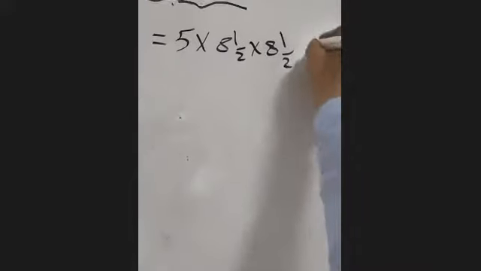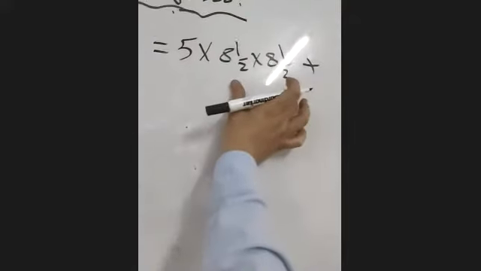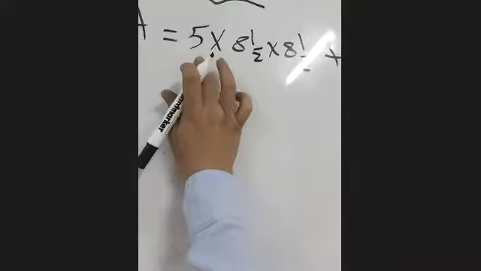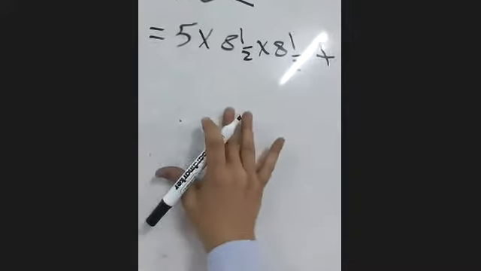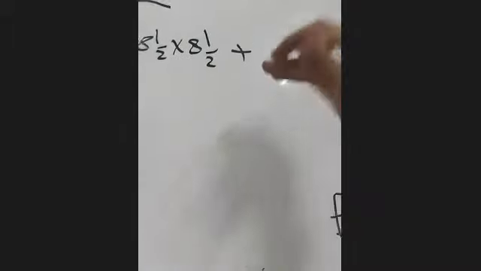Plus, this is the area for one square, but I multiplied by 5 because I have 5 congruent squares, guys. Now let's go to the lower part. Lower part, what we have? Up. 8 and 1 over 2.